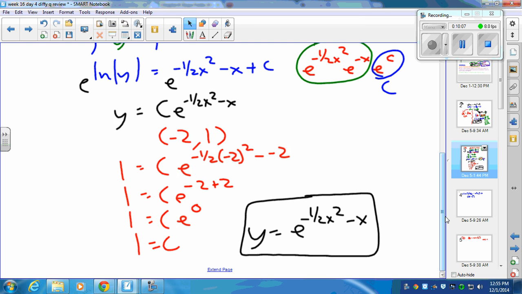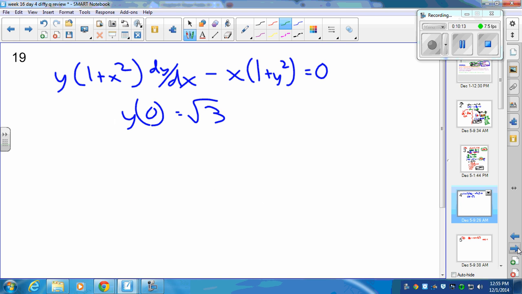Okay, there's the next one. Let's look at number 19. Again, this would be just like the front page of the test. You would not have the initial condition though. You'll have those initial conditions later in the test. Let's try this one out.